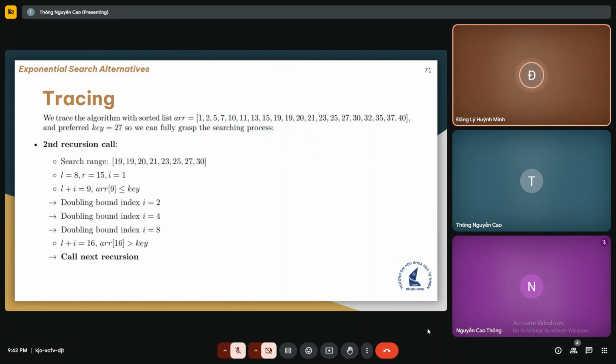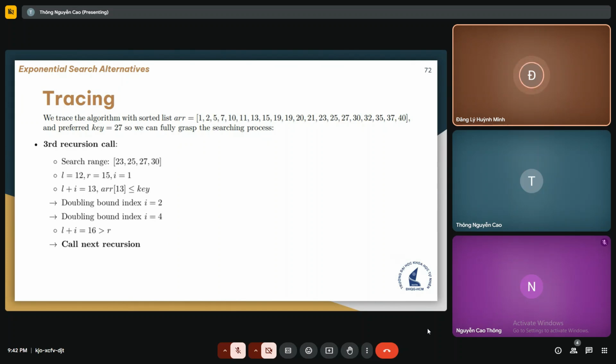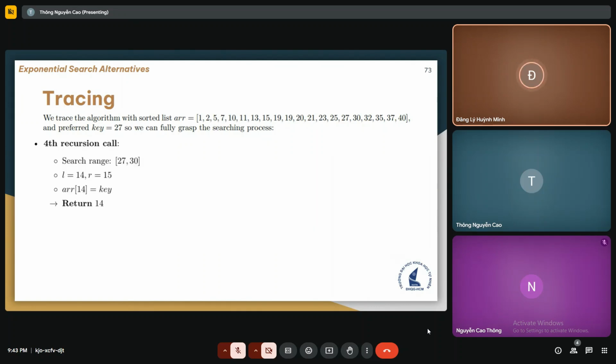In the second recursion call, we do the same thing. We can see now it runs faster than the first recursion as the range is narrowing. In the third recursion call, we do the same thing. In the fourth recursion call, we find that the first element of the range is equal to the key, and then we return the index.